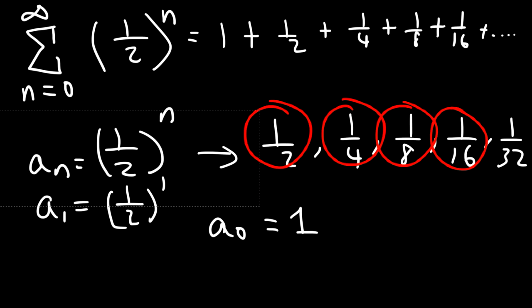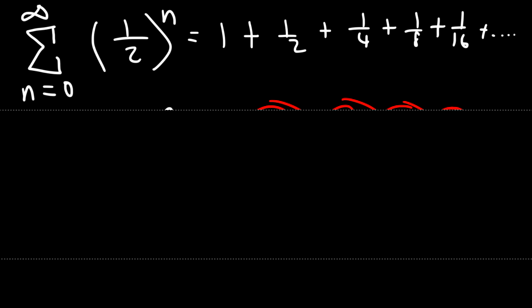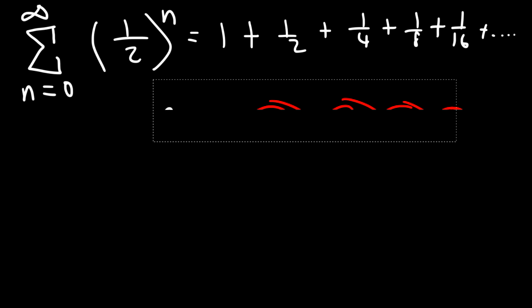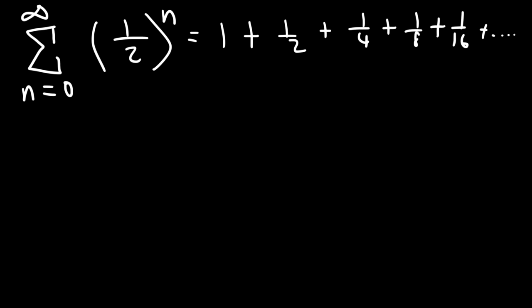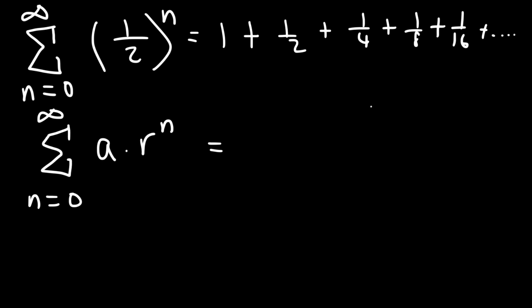So how can we find the sum of the infinite geometric series? It turns out there's a formula you can use, and it works if the absolute value of the common ratio is less than 1, which it is. The common ratio is 1/2. So let me give you the formula. Let's say you have a geometric series in the form of a times r raised to the n. The sum is going to be a divided by 1 minus r.